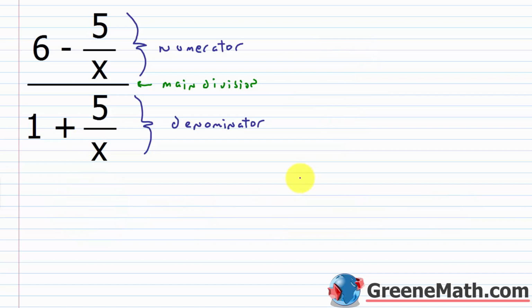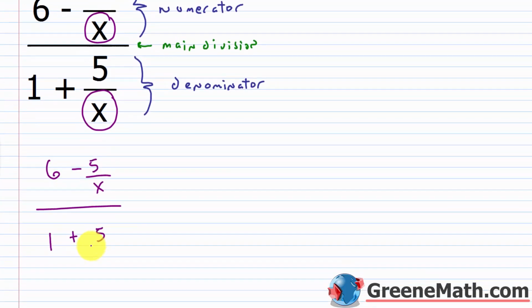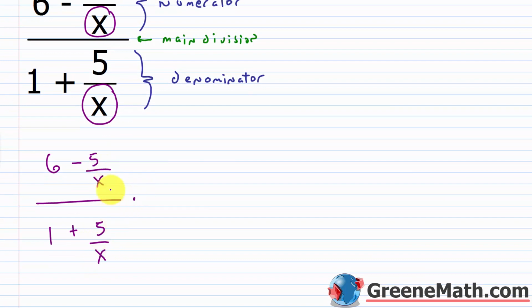The faster way is to multiply the numerator and denominator of the complex rational expression by the LCD of all fractions involved. So this one's pretty simple. If I look through, I only have this fraction, and they're the same, right? So the denominator here is x. The denominator here is also x. So the LCD will just be x. So essentially what I'm going to do, let me just rewrite the problem down here. So 6 minus 5 over x over 1 plus 5 over x. I'm going to multiply this guy by x over x. Again, that's legal because x over x is nothing more than just 1.